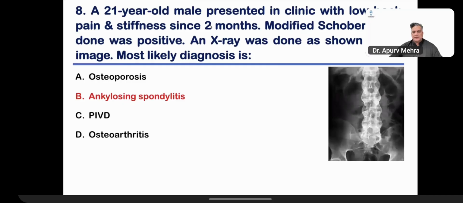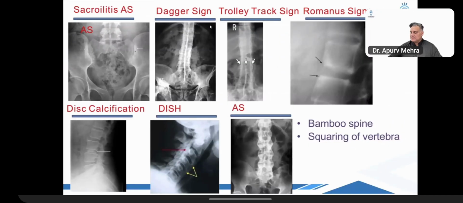Bamboo spine, all right? Bamboo spine. So all white areas: sacroiliitis, inverted knife, three bands, trolley track, shiny corner, bamboo spine. They're all ankylosing spondylitis, white.